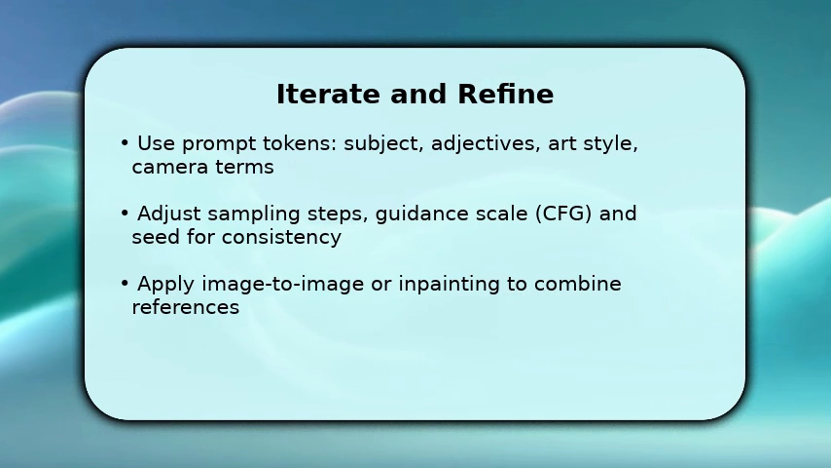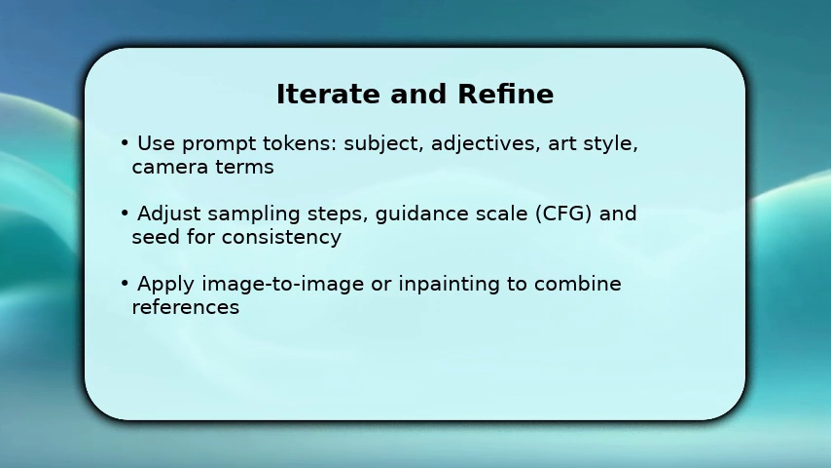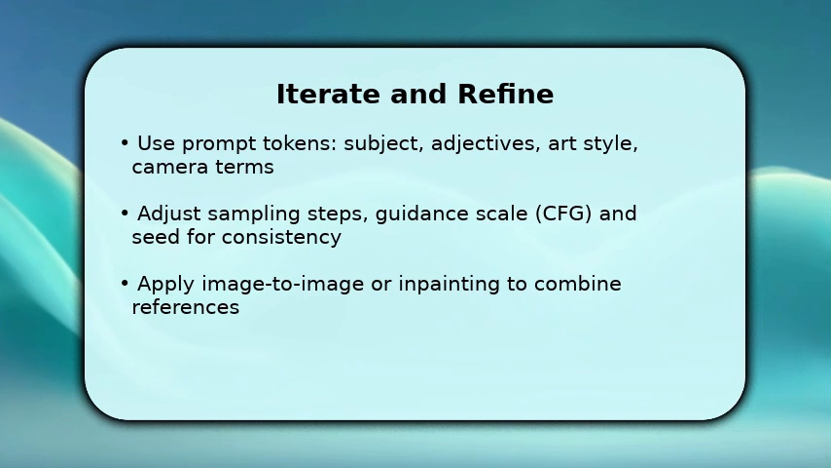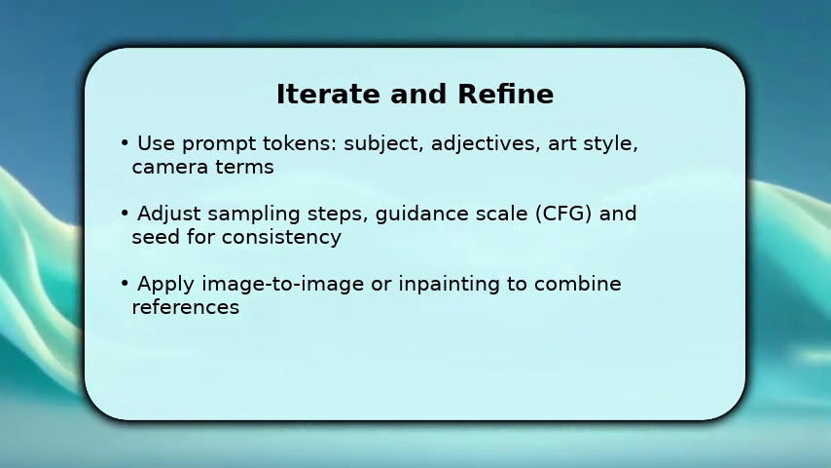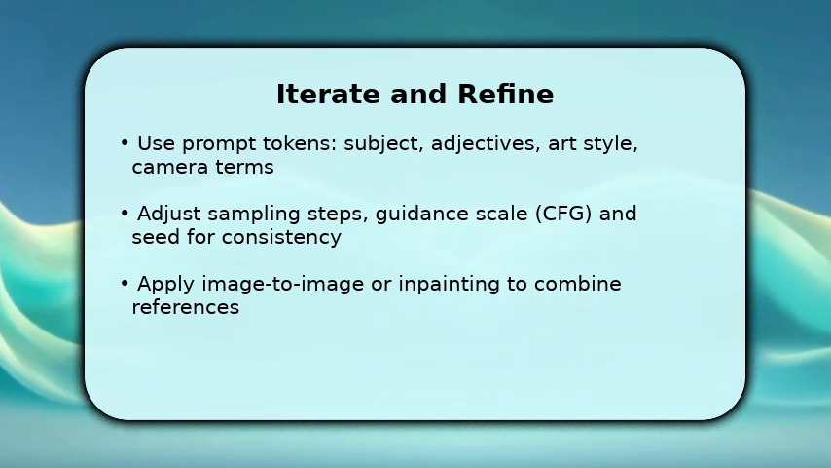Use image-to-image or in-painting when you need structure preserved. This lets you merge references with new elements. Once you see a promising output, save the seed and parameter set so you can reproduce or vary it systematically. Repeat until composition, color, and detail match.